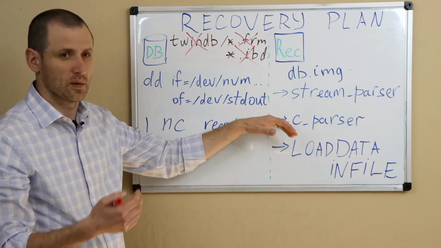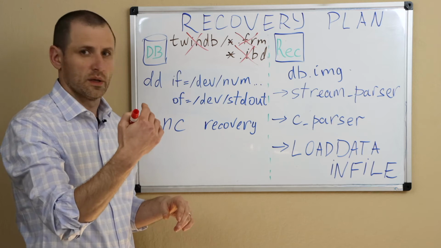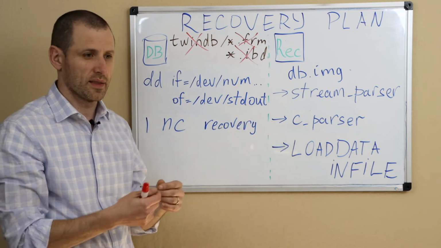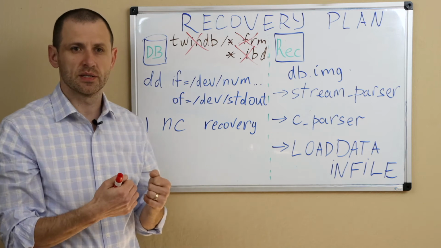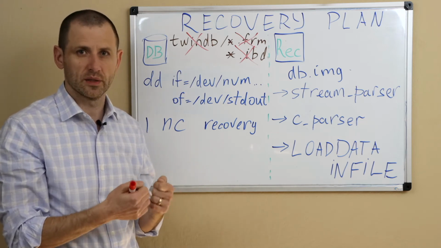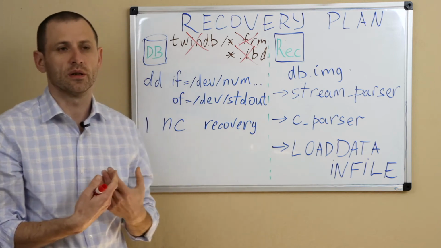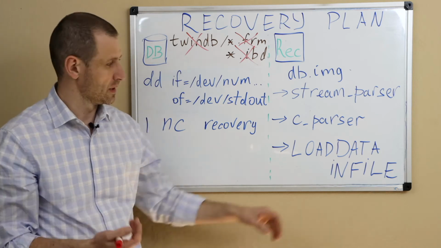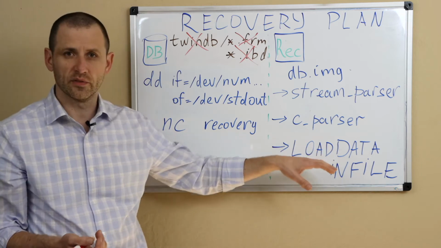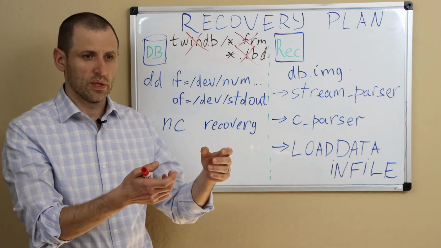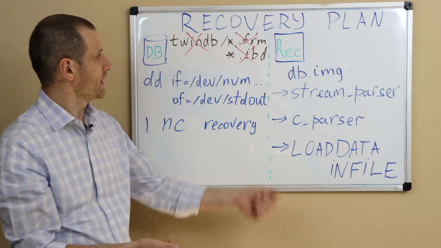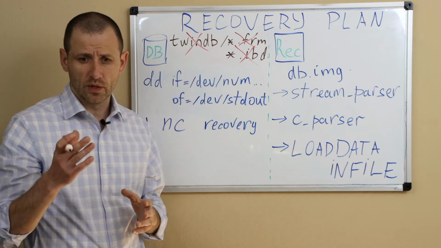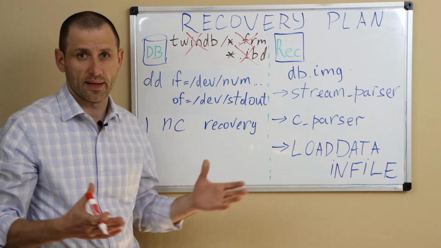Next step is we will take those InnoDB pages that the stream parser found, and we will use the c_parser tool that reads an InnoDB page and extracts records from the InnoDB page. c_parser stores user records as tab-separated values in text dumps. So we can use the LOAD DATA INFILE SQL command to import the recovered records back into the original database. So that's our recovery plan. Now I will show you that plan in action, and let's see if it works.